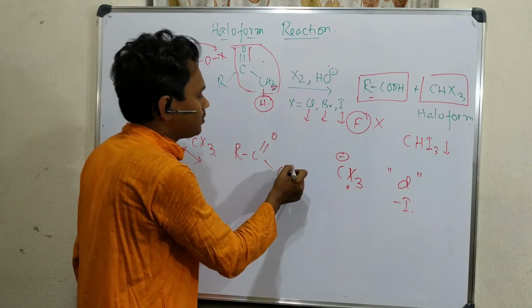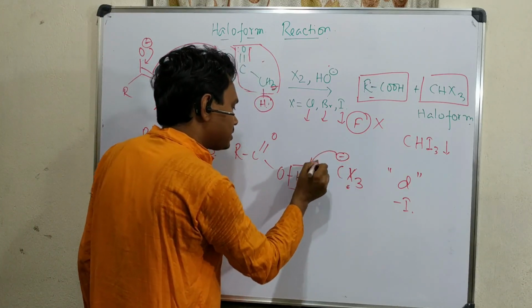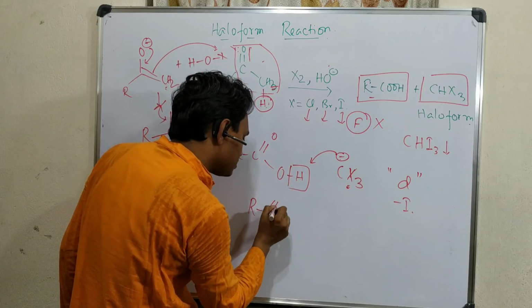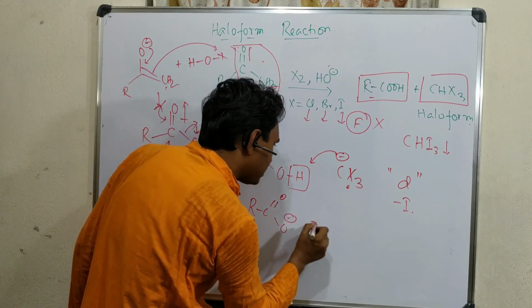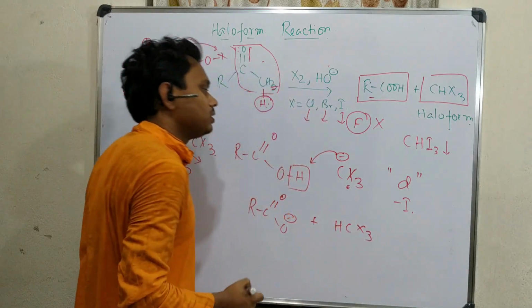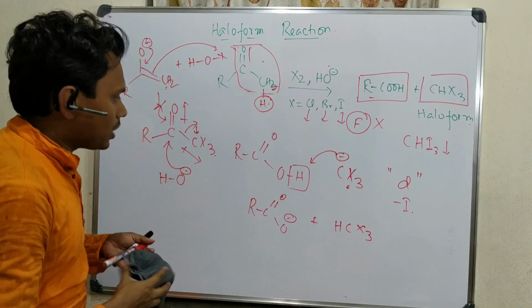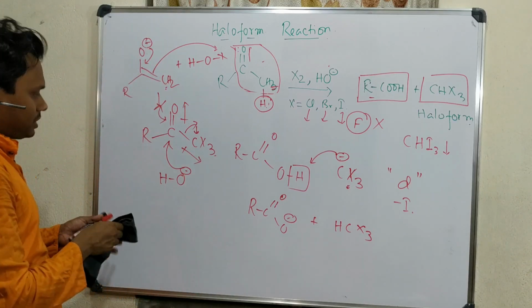Another thing, right now it's a carboxylic acidic proton and this is a carbanion. So this abstracts this proton to finally produce this carboxylate anion plus HCX3. This is haloform. Okay, so this is the main base mechanism of this haloform reaction.